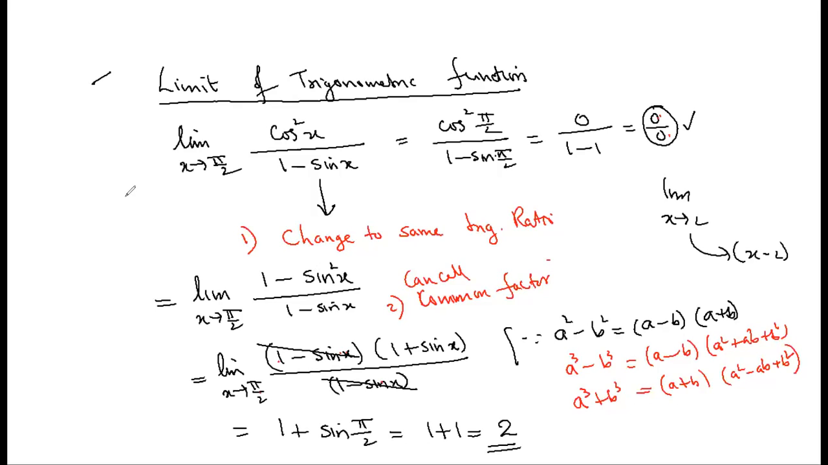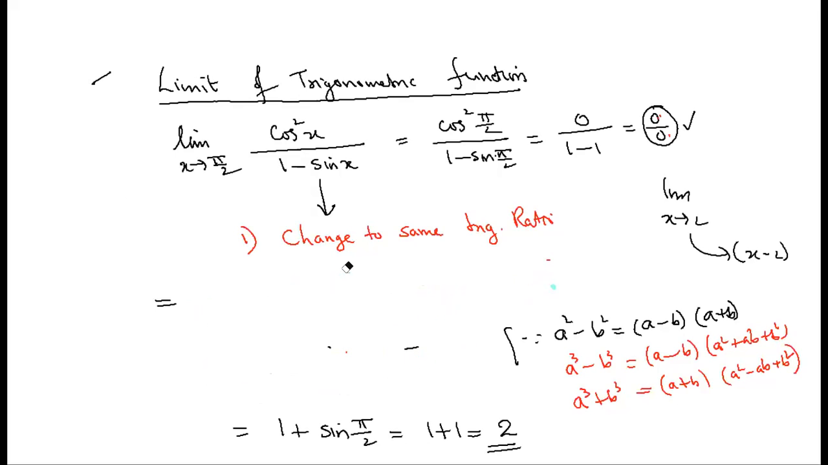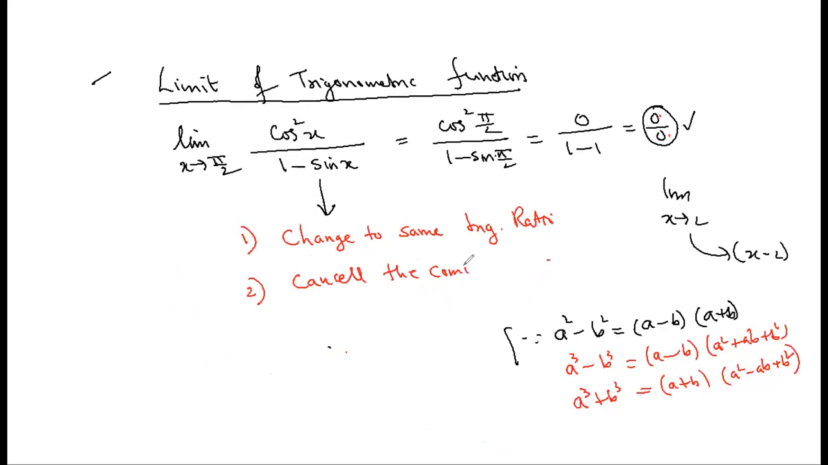Yes, sir. Okay, write down limit of, you have written this question, solution? Yes. Then you write method to calculate the limit. Can I remove this all? Method. Step number 1. Change to same trigonometric ratio. Step number 2. Cancel the common factor using these 3 formulae. Write the 3 formulae.